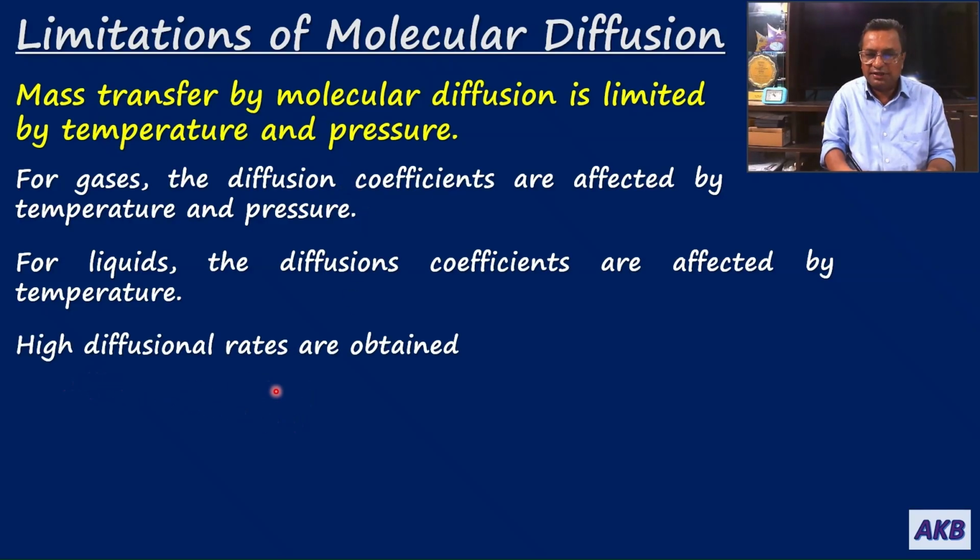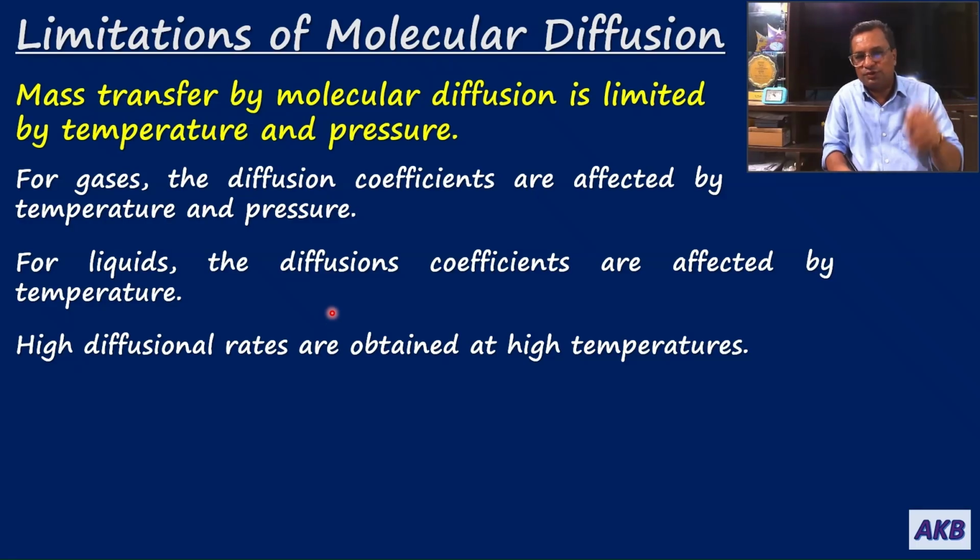High diffusional rates are obtained at high temperatures. Because in both cases, that is molecular diffusion in gases and molecular diffusion in liquids, the diffusion coefficients are directly proportional to temperature. So that's why you will be able to get high diffusional rates at high temperatures.